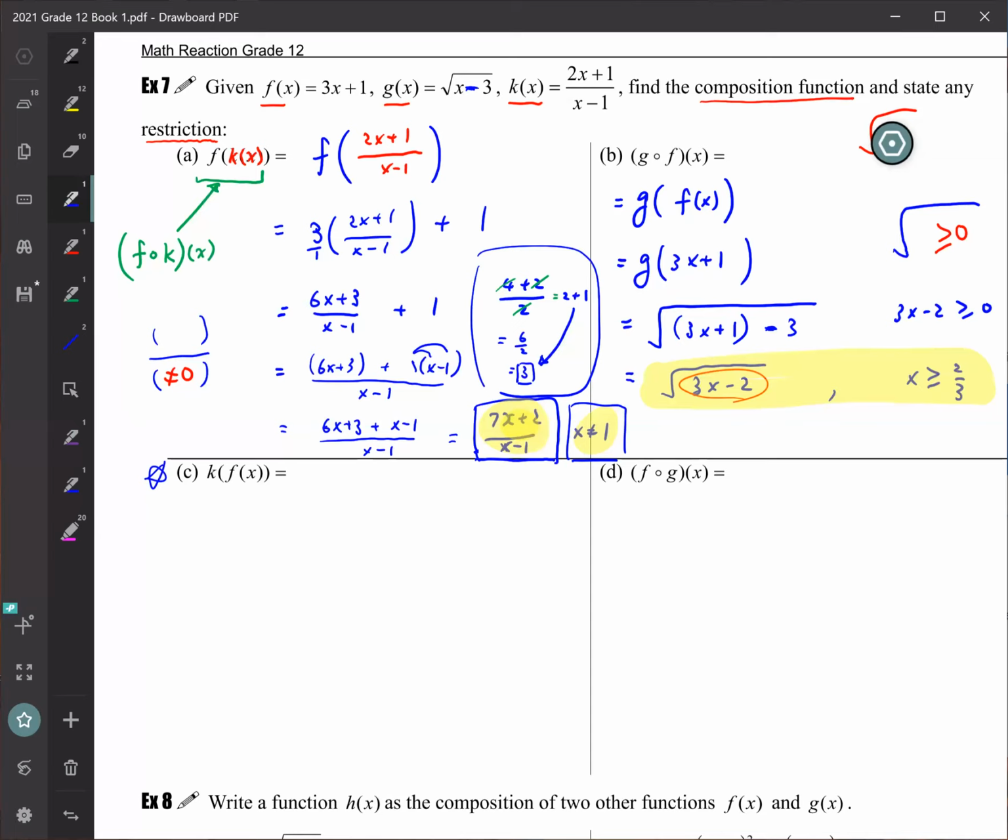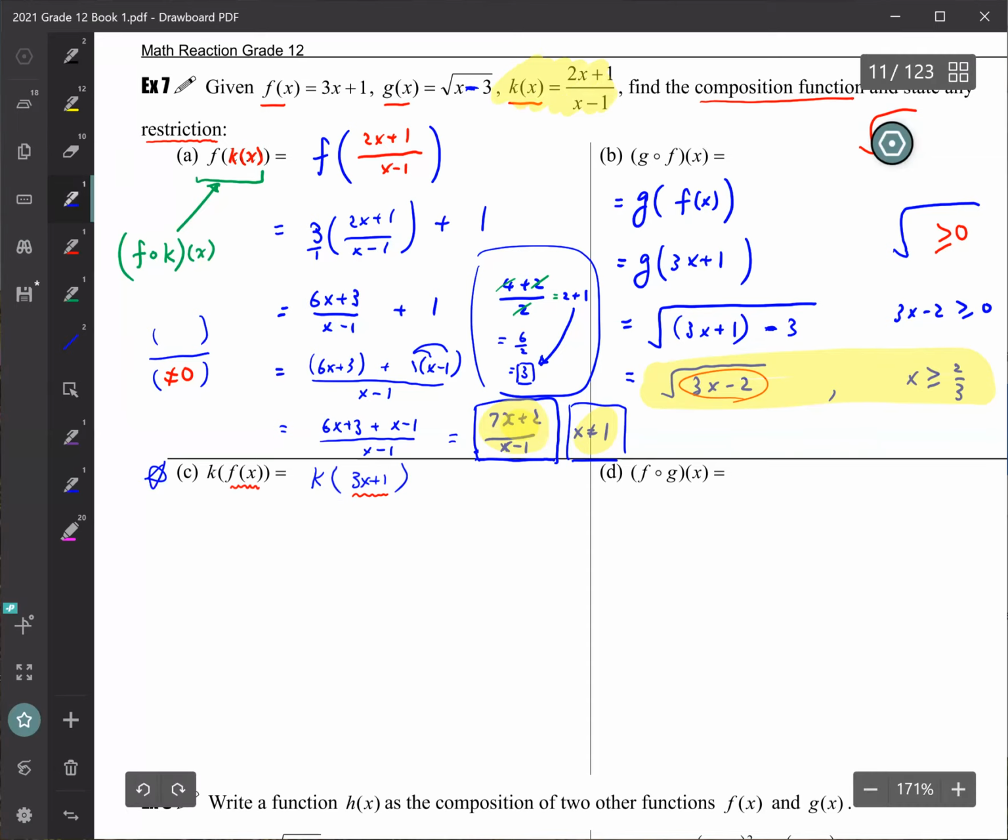F of x, which is 3x plus 1. That's right. So we are going to replace the f of x with 3x plus 1. That's our inside function. I'll use the red mark again, so f of x is that part. Whatever you see inside is going to continue going into the k of x. The yellow highlighted part is k of x.